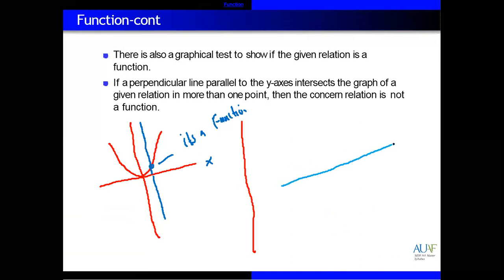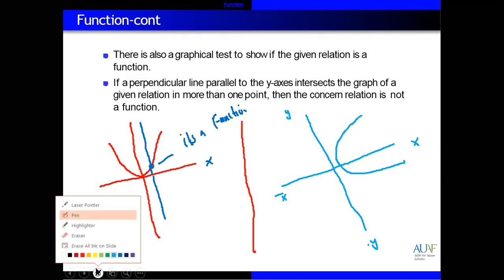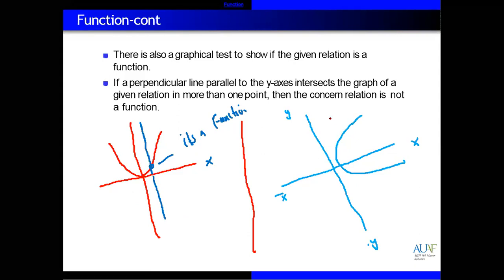Okay, we have a graph with the x-axis and the y-axis, and let's suppose we have this graph. You need to draw a vertical line on the x-axis, and if the vertical line touches the graph at two different locations, two different points, like you can see this line touches the graph at two different locations, that means it's not a function.